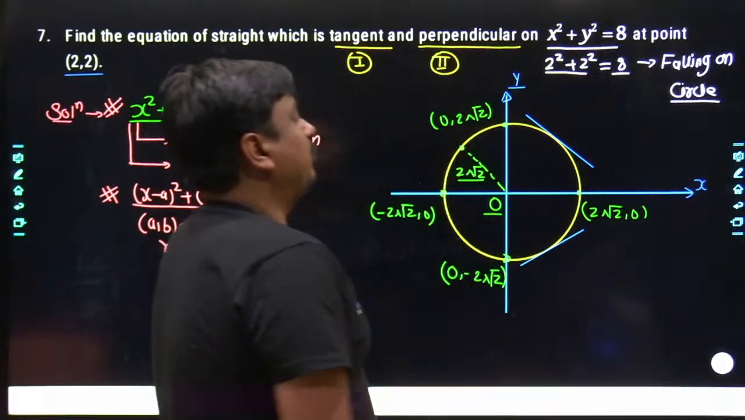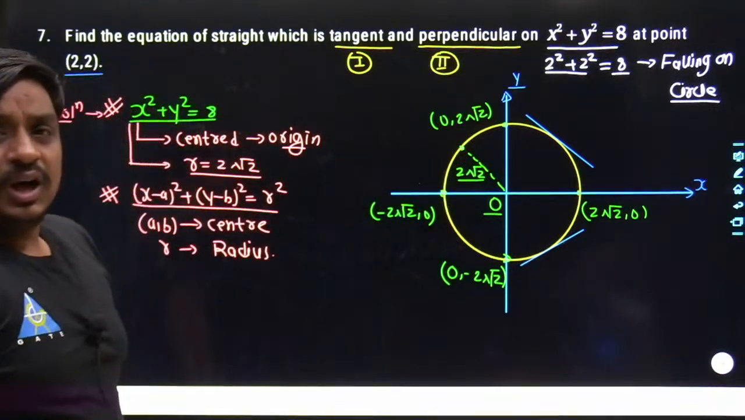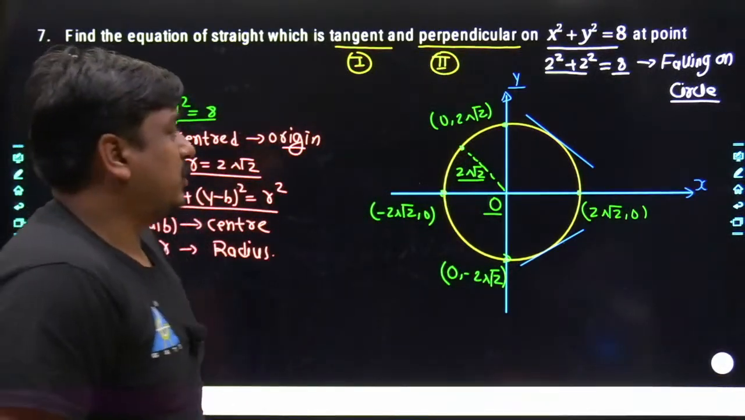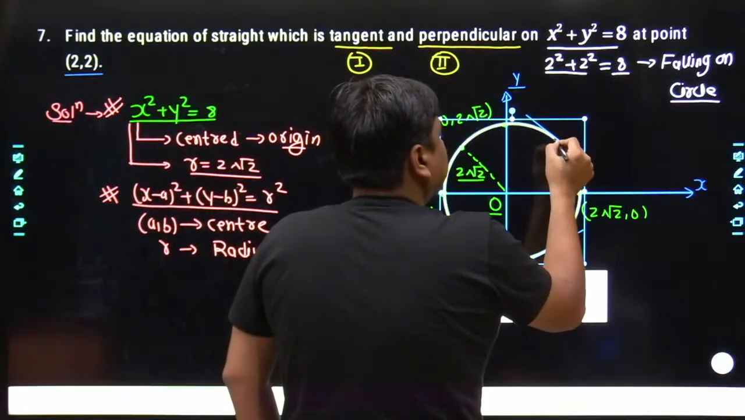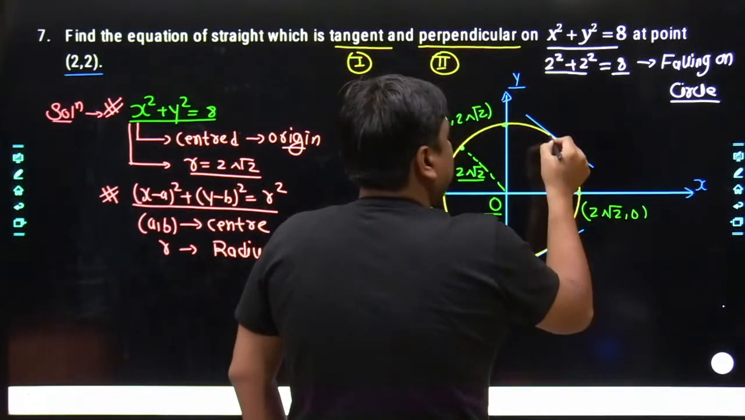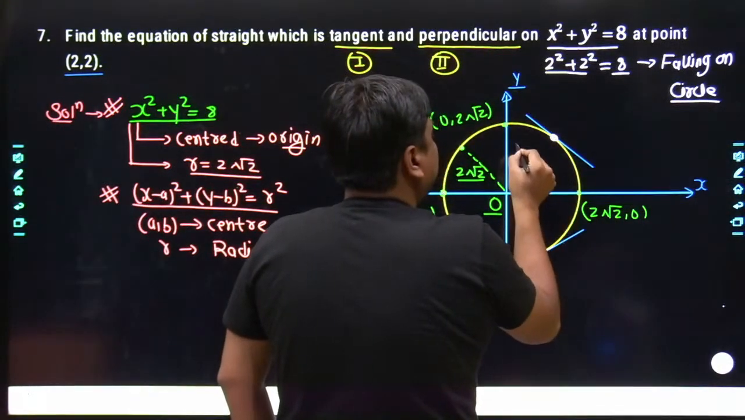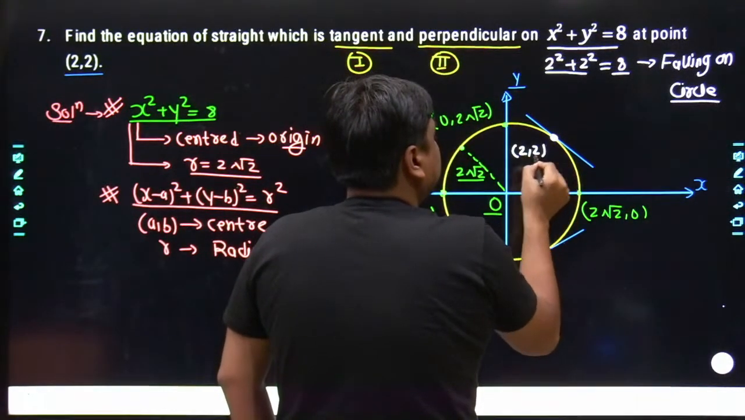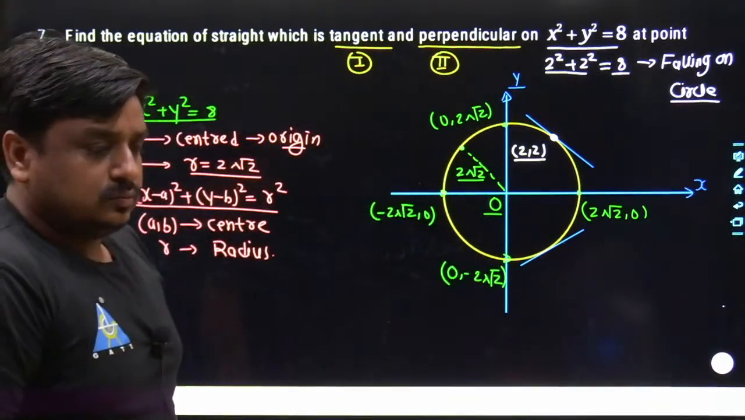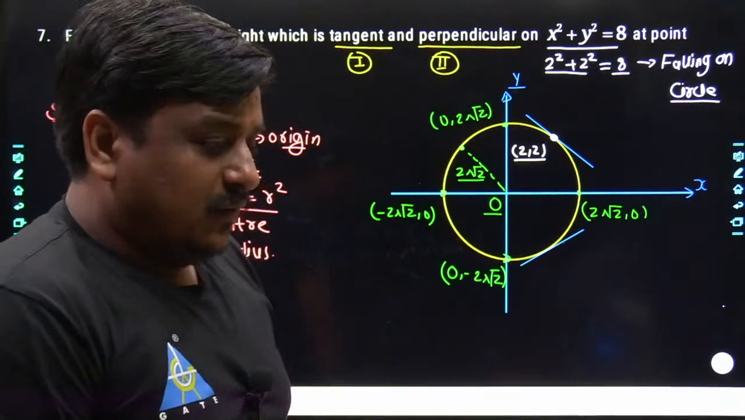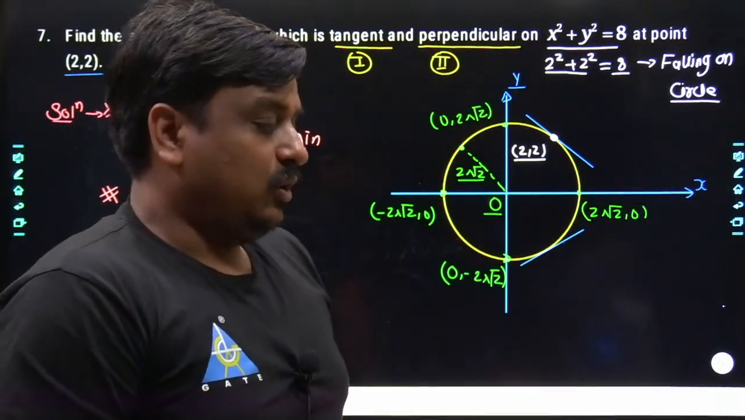2, 2. May I know in which quadrant it would be? Obviously, 2, 2 would be in the first quadrant. So let me take this as the first quadrant, and the point is 2, 2. Slope of all tangents will be minus x by y for all.